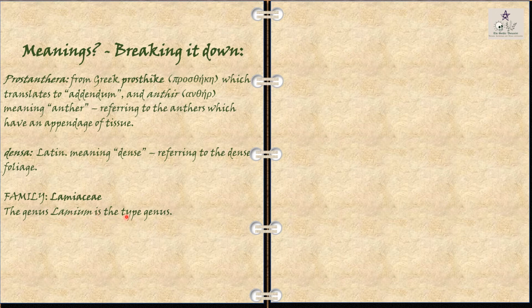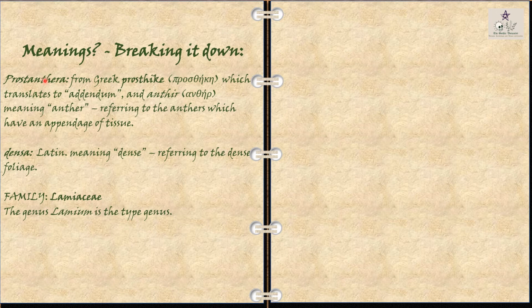And Lamium is the type, or representative, genus for the family Lamiaceae. So they simply convert the name of this genus to the family convention by putting that ACEAE on it and slightly changing the ending. So the Lamiaceae family is based on the type genus Lamium. What that means is the genus Lamium is the representative taxon for the family Lamiaceae. If a plant's in the Lamiaceae family, it should have these Lamium characteristics.